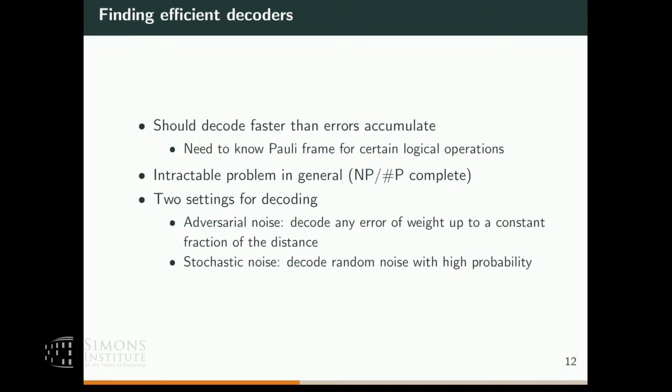So in general, these two settings are not comparable with each other, because in the stochastic case, you don't have to decode every single possible error, just the ones that will most commonly occur. And in the adversarial setting, you might not have to decode errors of very high weight that would be typical in the stochastic case. And so these two settings are not comparable with each other. But if we have a code of linear distance, then the ability to decode in the adversarial case will automatically imply the ability to decode in the stochastic case.